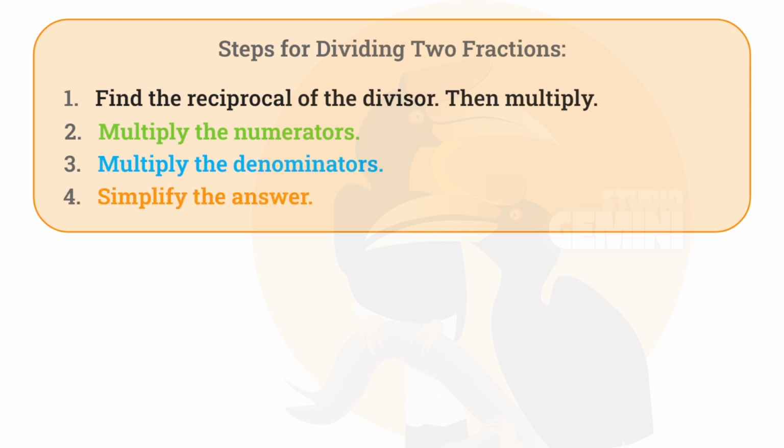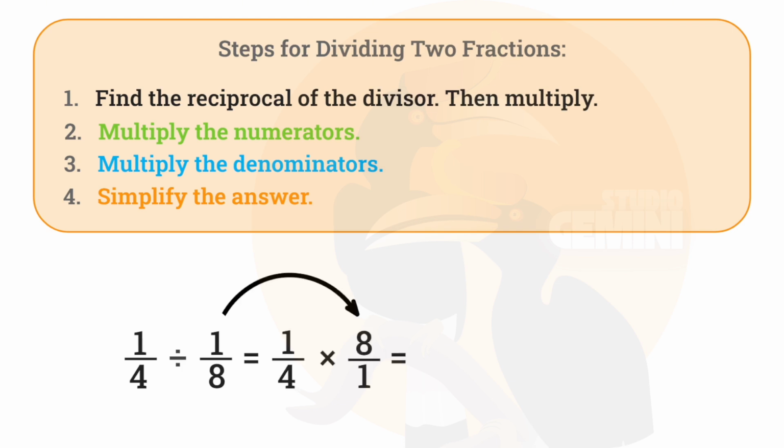Let's practice with an example. 1/4 divided by 1/8. Start by finding the reciprocal of 1/8. When you switch the numbers, you get 8 over 1. Now multiply 1/4 times 8 over 1. 1 times 8 equals 8, and 4 times 1 equals 4. If we simplify 8/4, we get 2 wholes. 1/4 divided by 1/8 is 2.